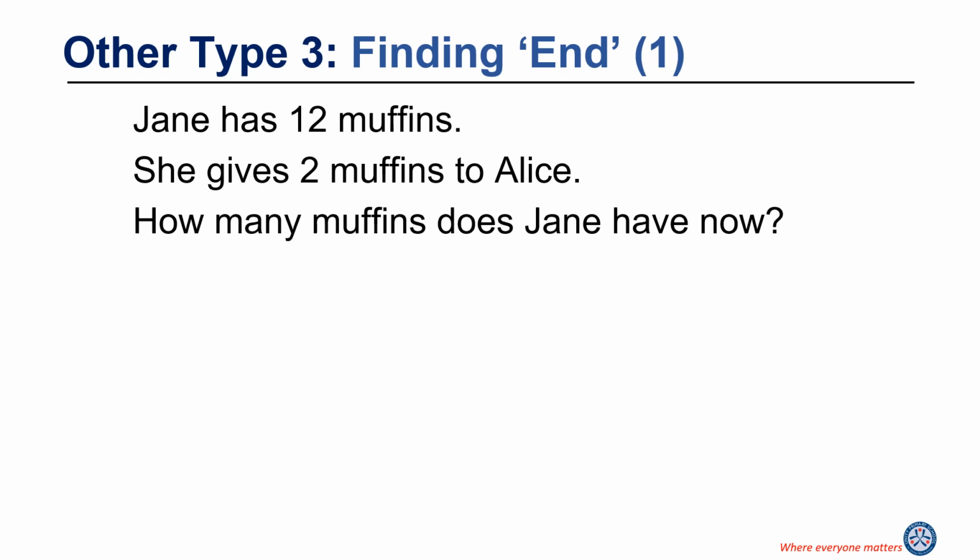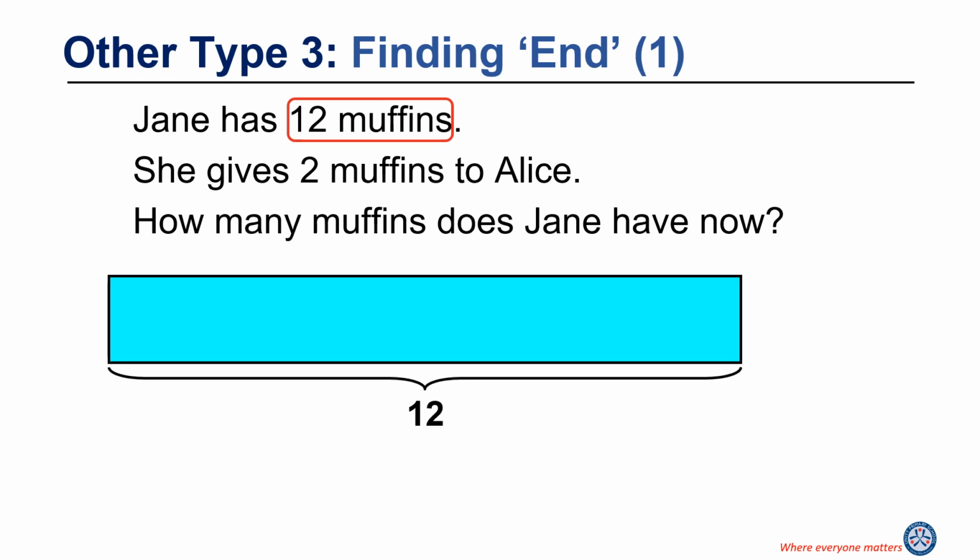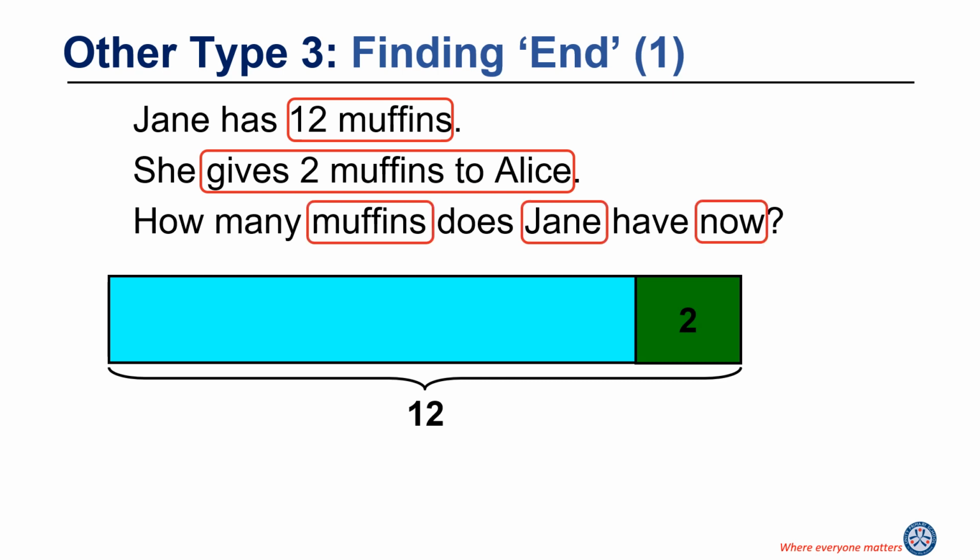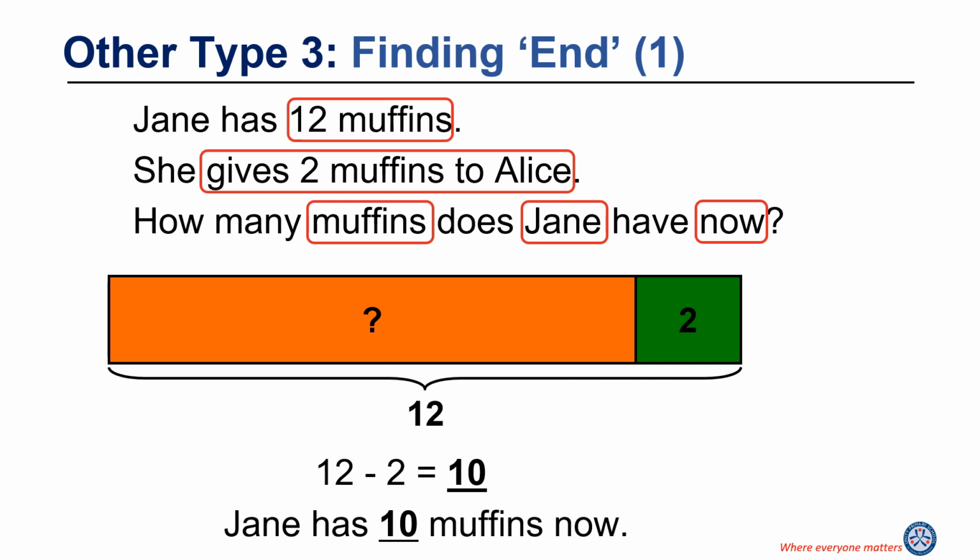Let's construct the model. Jane has 12 muffins. She gives 2 muffins to Alice. How many muffins does Jane have now? From the model, we will know what operation to use. A part is missing, so to find its value, we subtract the other part from the whole. 12 minus 2 equals 10. Jane has 10 muffins now, after giving 2 muffins to Alice.